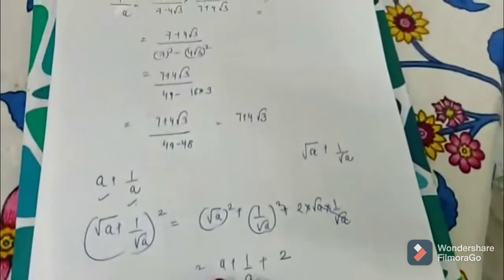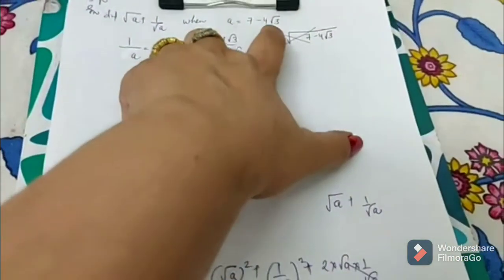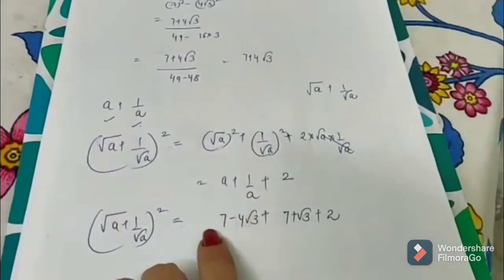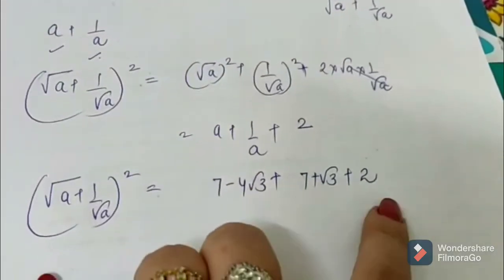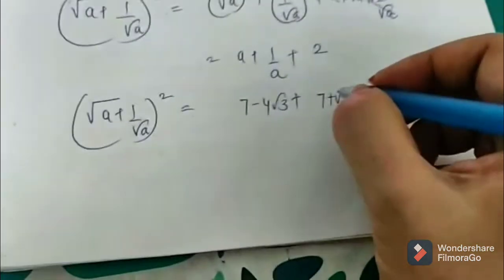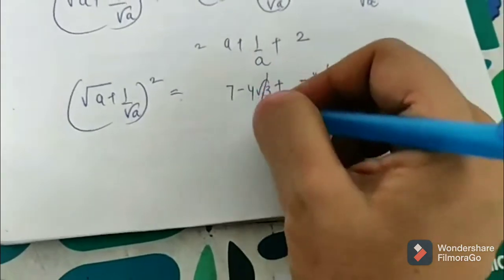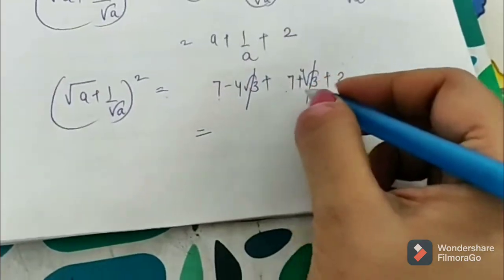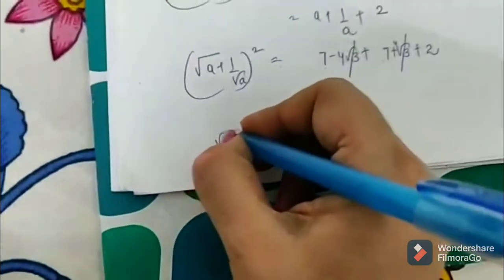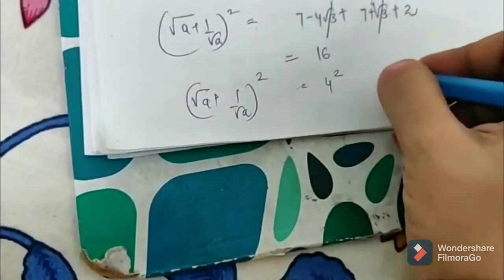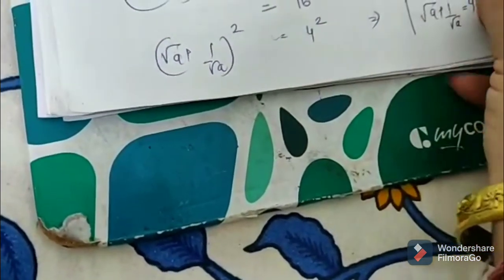What is the value of a? A was given to you as 7 minus 4 root 3. 1 by a we had calculated is equal to 7 plus 4 root 3. After putting the values, 7 minus 4 root 3 plus 7 plus 4 root 3 plus 2. So minus 4 root 3 and plus 4 root 3 cancel. This is 7 plus 7, 14. 14 plus 2 is equal to 16. That is, root a plus 1 by root a whole square is equal to 4 square. It implies root a plus 1 by root a is equal to 4. Am I clear?